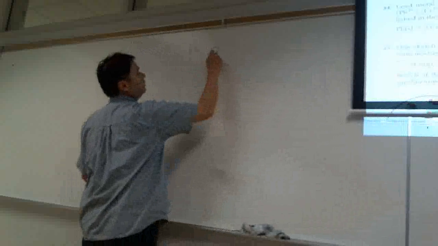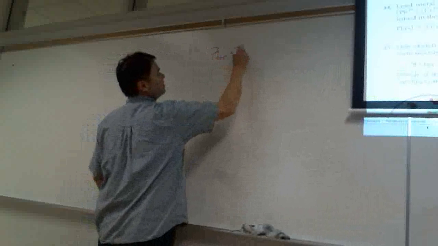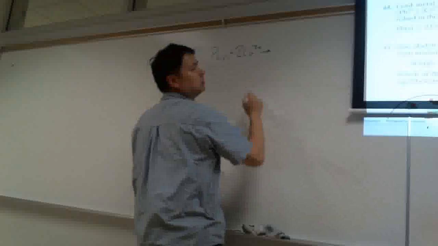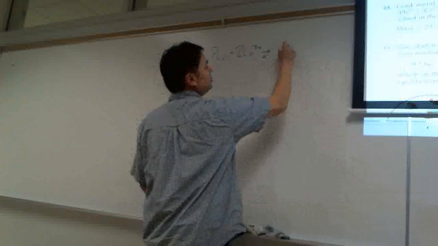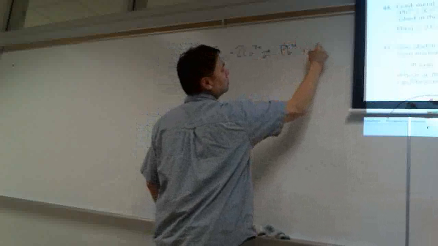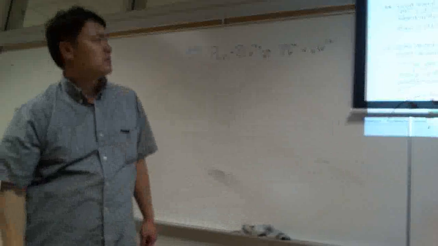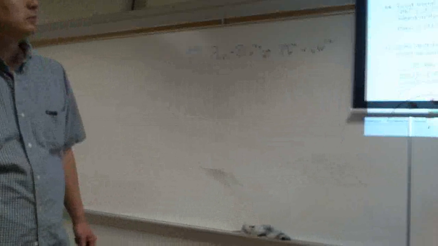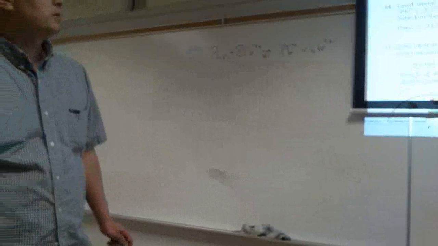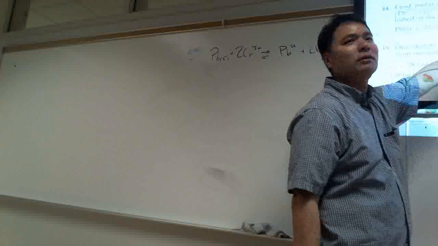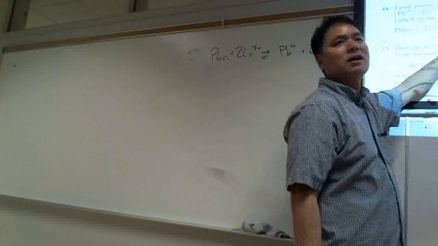So here's the reaction. Lead solid plus 2 chromium 3 plus goes to lead 2 plus 2 chromium 2 plus. This is a redox reaction. Chromium 3 is the oxidizer, lead's the reducer. Chromium 3 must be a much stronger oxidizer than, what's the oxidizer on the right? Lead 2. It's got to be a lot stronger.